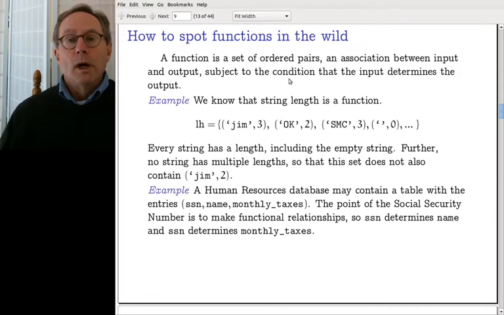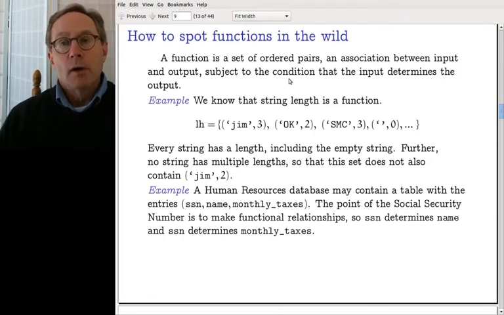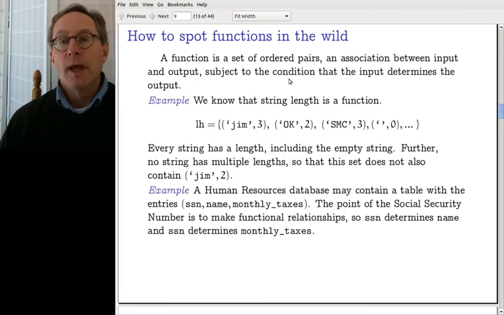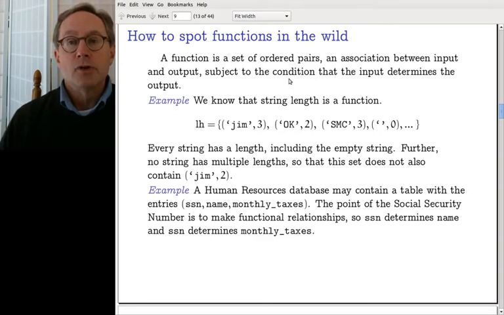So one of the things that we will want to talk about is how do you spot when you have a function. A function is a set of ordered pairs. That usually won't give us too much trouble in association between input and output, but it's subject to the condition that the input determines the output.